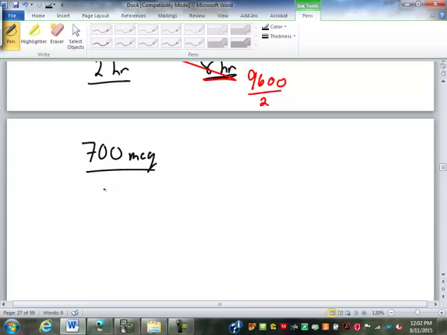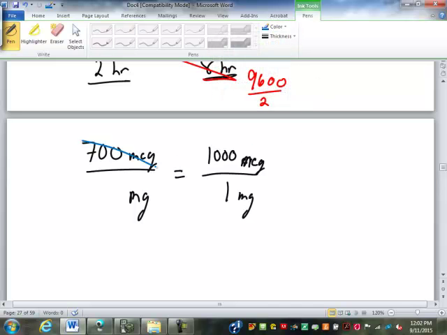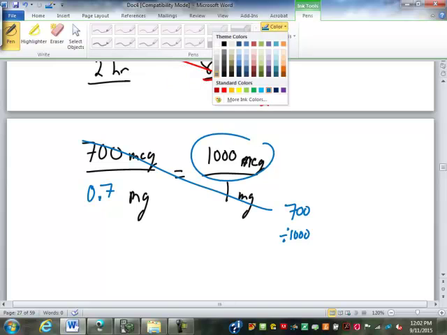If we have 700 micrograms of medication, and we want to convert that to milligrams, we know that 1,000 micrograms in 1 milligram. So we can cross multiply and divide. 700 times 1 is 700. Divided by 1,000 is 0.7. So 700 micrograms is 0.7 milligrams.